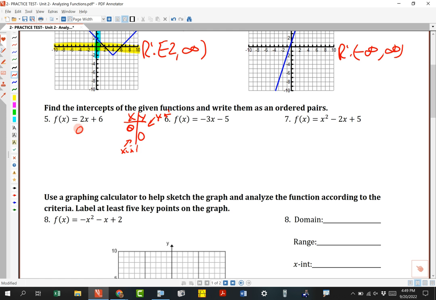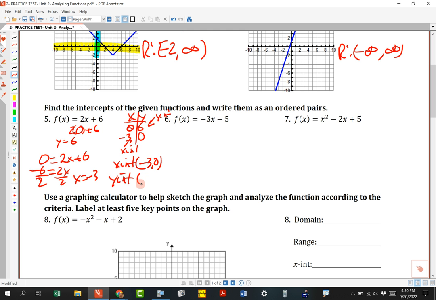So if I plug in a 0 right here, 2 times 0 is going to be 0 plus 6. So we're going to end up with y equals 6. So this is going to be 6 right here for the y-intercept. And then if I set this equal to 0, when we say y is equal to 0, we're going to put in a 0 for that entire f of x. And then we're just going to solve this. So I solve that by subtracting 6. That's going to be equal to 2x. We're going to divide. So we're going to get x equals negative 3. So we've got an x-intercept of negative 3 comma 0. And we've got a y-intercept of 0 comma 6. So there's our answer on that one.